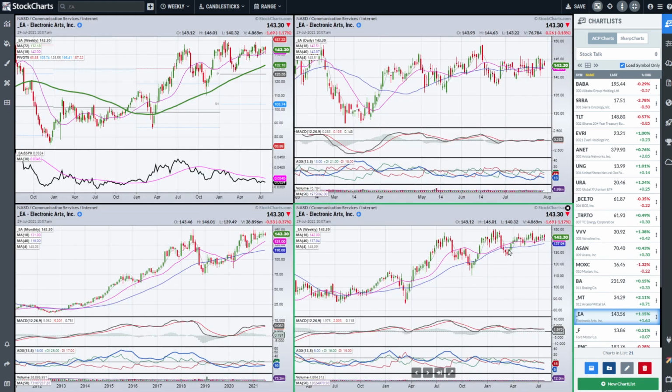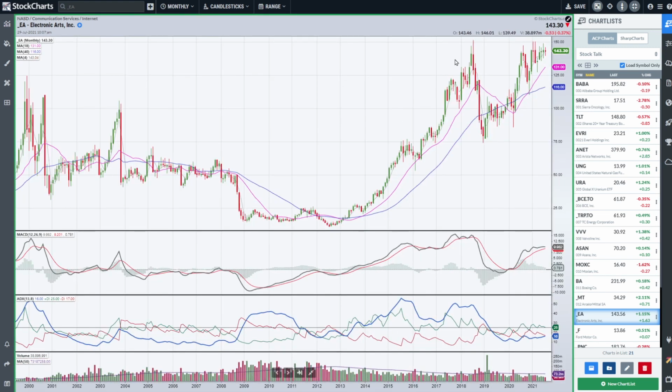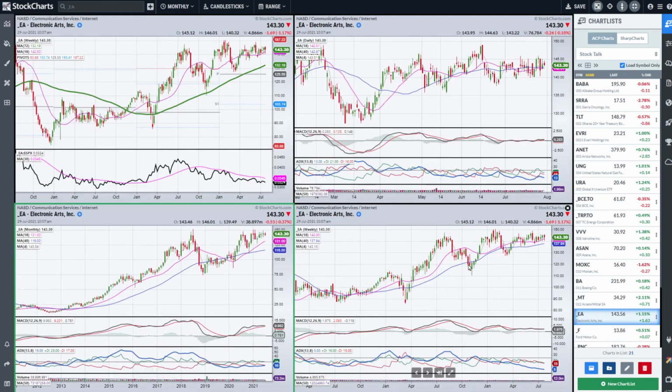Electronic Arts, I think, is somewhat intriguing. If we go to the monthly, we've rallied up against this high at 150, and we're not seeing a lot of selling coming in. There's really not a lot of sellers showing up. So this sideways pattern, I think, is constructive.